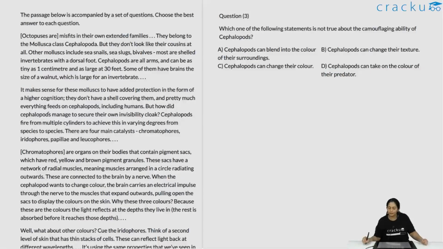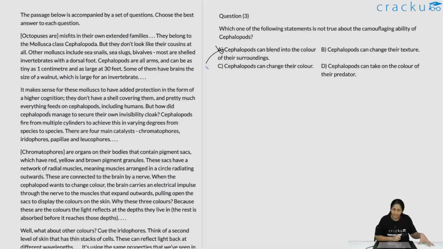Which of the following statements is not true about camouflaging ability of cephalopods? Cephalopods can blend into the color of their surroundings. This is true. In blue waters, they look blue. In green waters, they look green. When they want to look red, they will use their red chromatophores. When they want to look yellow, they will use yellow chromatophores. Brown, they will use brown chromatophores. So A is definitely given, so I can easily eliminate this.